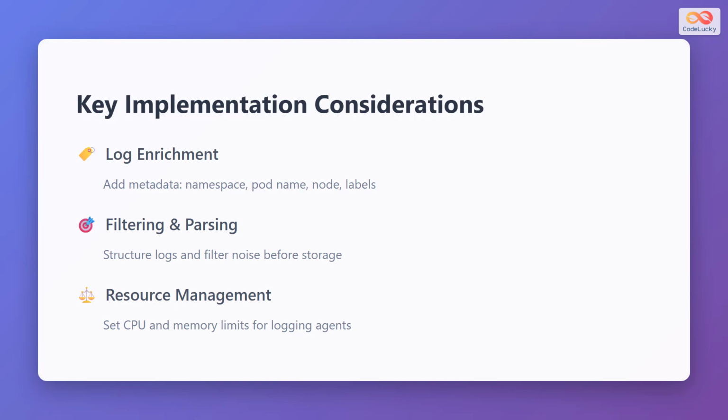When implementing log aggregation, focus on 3 key areas. Log enrichment means adding metadata like namespace, pod name, node information, and labels to make logs more searchable and contextual. Filtering and parsing involves structuring your logs and removing unnecessary noise before storage to reduce costs and improve query performance. Resource management requires setting CPU and memory limits for your logging agents to prevent them from consuming too many resources and impacting your application workloads.